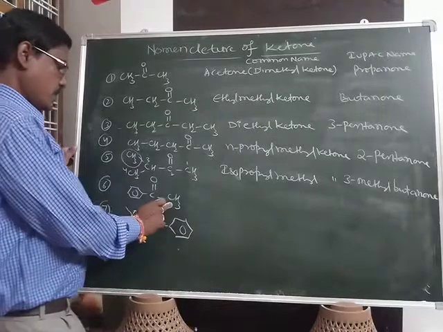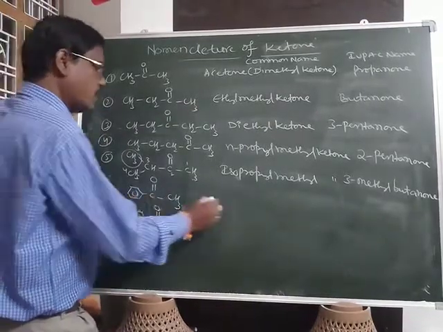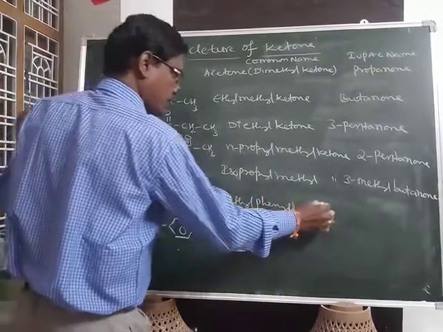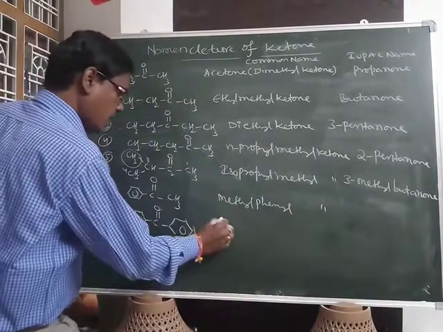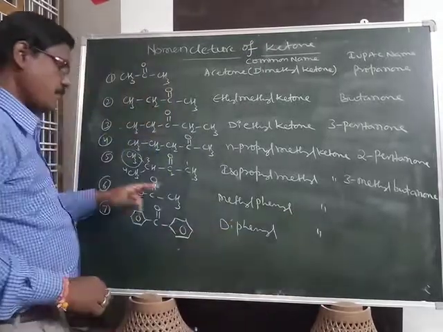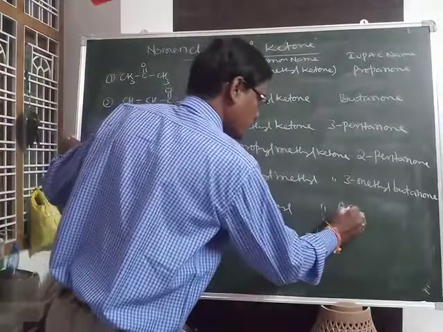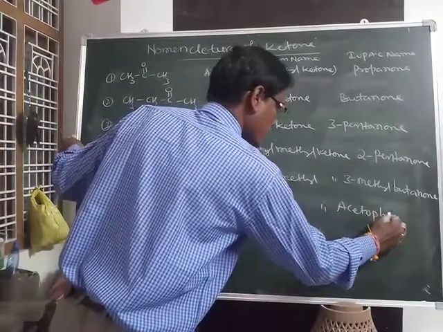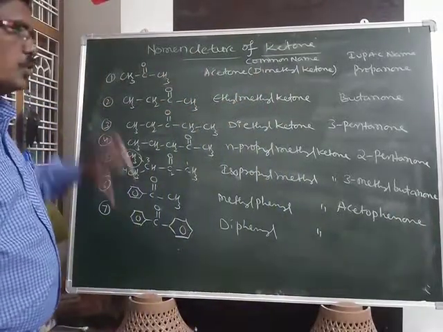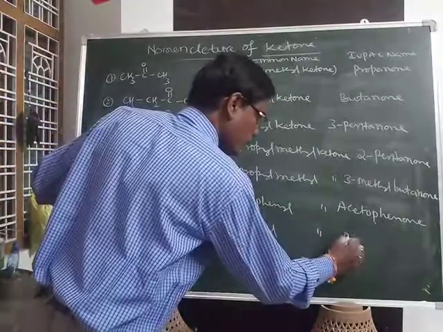Now this one, the common name is methyl phenyl ketone. Here, diphenyl ketone. The other name, which is both the IUPAC and common name, is acetophenone. Acetophenone is both the common name and the accepted name. And this is benzophenone.